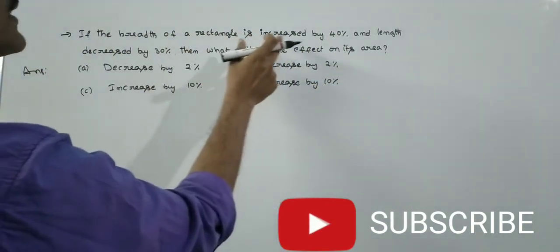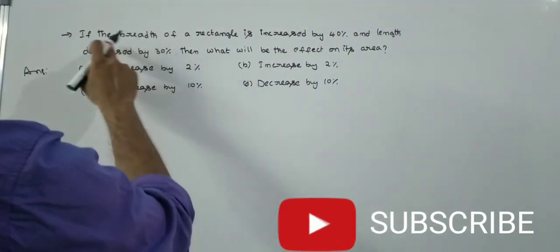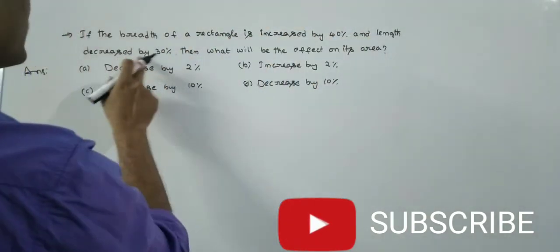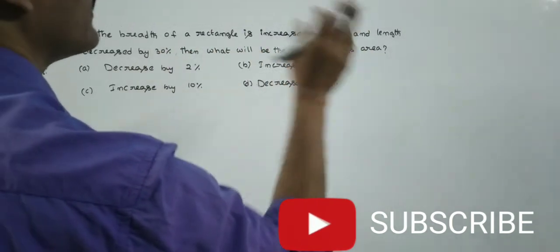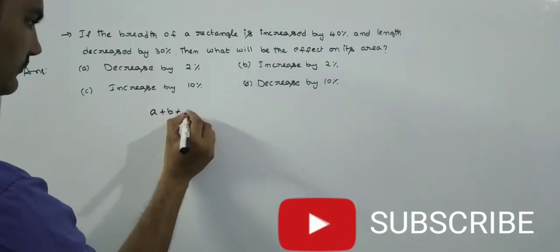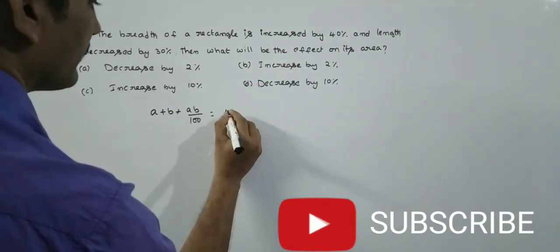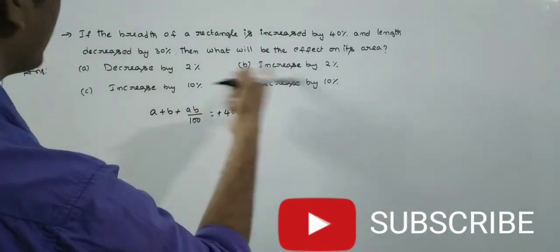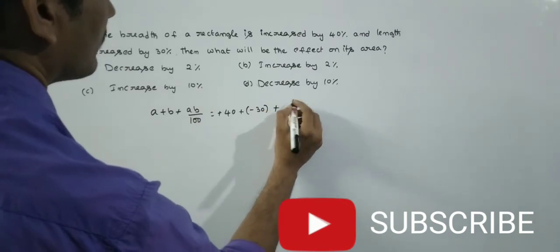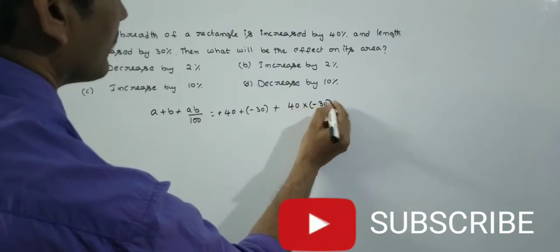If the breadth of a rectangle is increased by 40% and the length decreased by 30%, then what will be the effect on its area? See friends, I told you the formula now, you go for the formula A plus B plus AB by 100. A, how much? First increased by 40%, that means plus 40. B is decreased by 30%, that means minus 30, plus AB, A means 40 into B means minus 30 by 100.